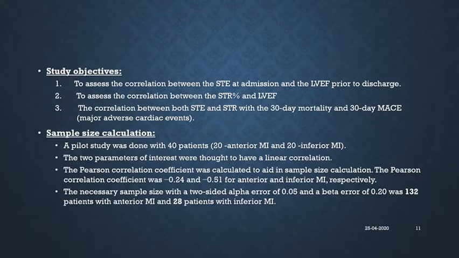Sample size calculation. A pilot study was done with 40 patients, 20 having anterior MI and 20 with inferior MI, and both the parameters of interest were thought to have a linear correlation. Hence, the Pearson's correlation coefficient was calculated to aid in sample size calculation. The correlation coefficient was negative 0.24 and negative 0.51 for anterior and inferior MI respectively. The necessary sample size with a two-sided alpha error of 0.05 and a beta error of 0.20 was 132 patients with anterior MI and 28 patients with inferior MI.